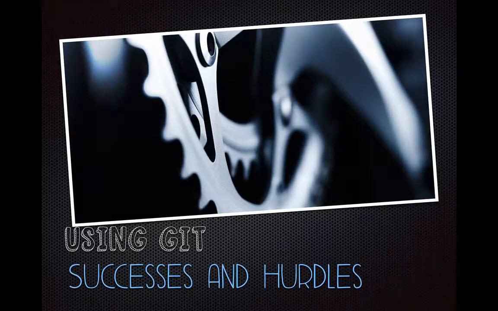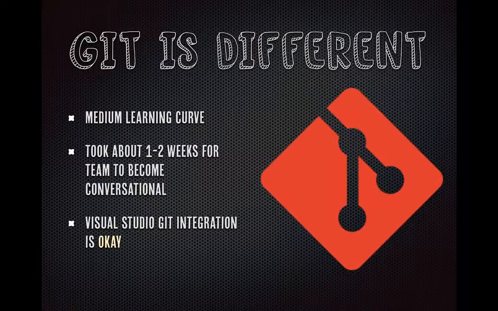Now I want to talk about using Git, the successes and hurdles that we had as a team. Git is different. Don't come into Git expecting it to be like a one-to-one mapping with the source control systems you've used in the past. It's not like a library where you check in, check out like TFVC is. So if you insist on thinking it that way, it's going to take you longer to learn Git. Instead, assume that Git is different and you're going to think in Git, and then it'll become much nicer.